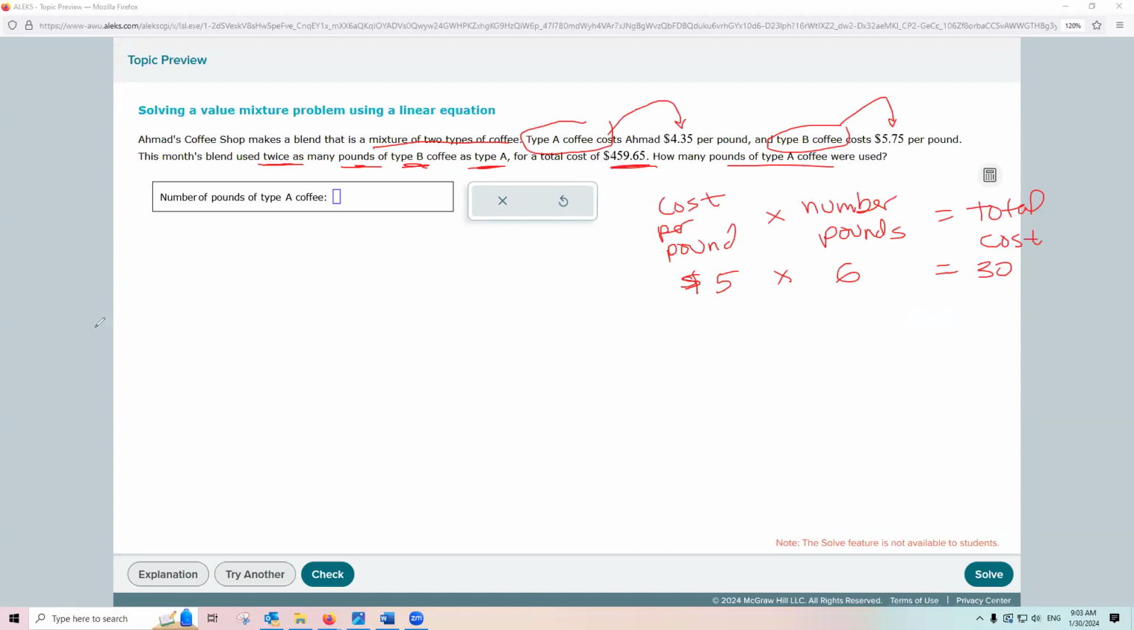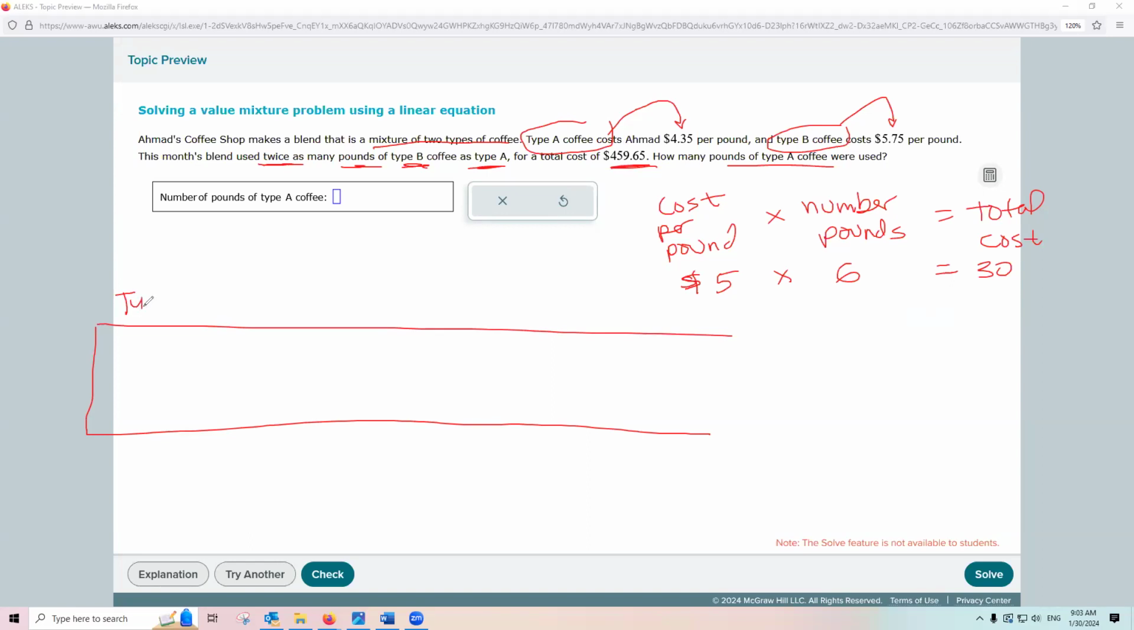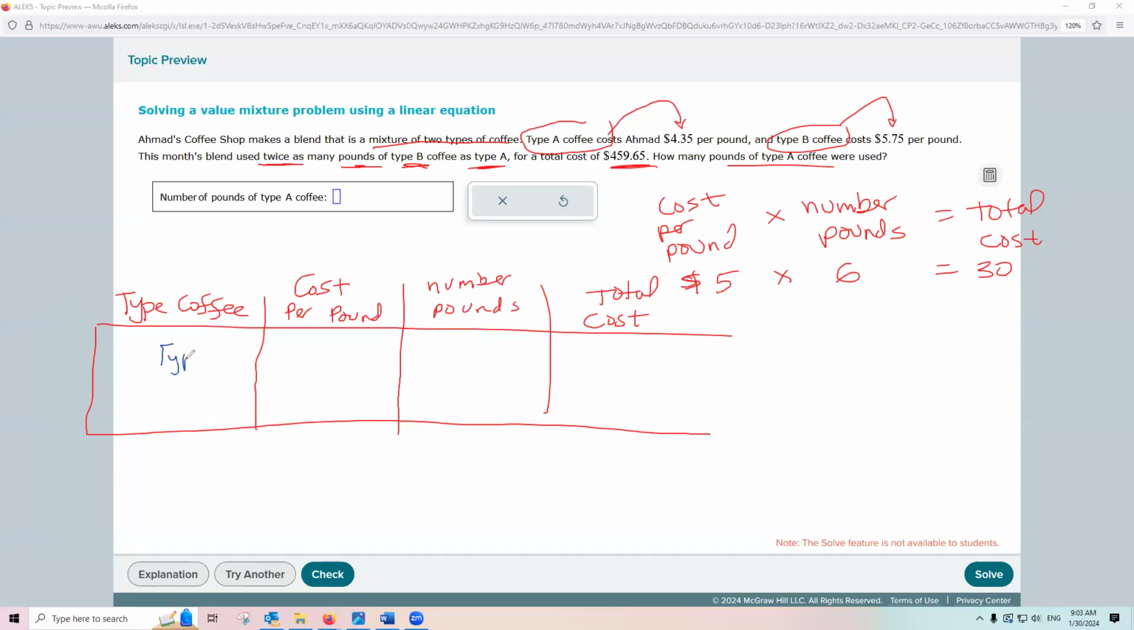All right, I'm going to set up a table again. Here's my table. I'm going to put the type of coffee in this first column. I'm going to put the cost per pound in this next column. Then I'm going to put the number of pounds in this column. And finally, it'll be the total cost. So let me start filling in. I know there's two types of coffee. We call them type A and type B. I know the cost per pound that was given to me in the problem.